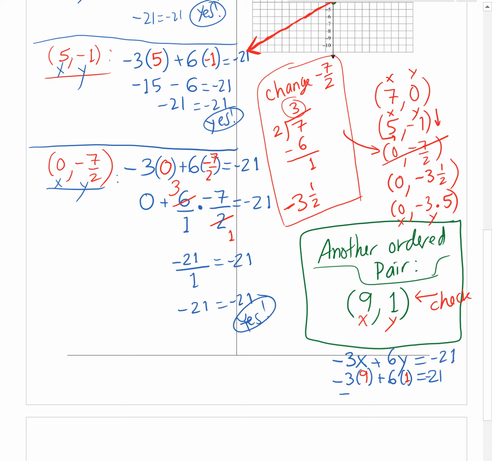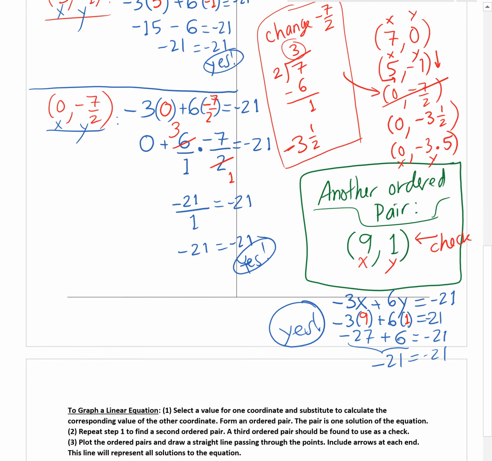That's negative 3 times 9, negative 27, plus 6 times 1 is 6. Is that negative 21? Yeah, it is, right? Yes, it is! Because negative 27 and 6 is negative 21. Yay, we did it!